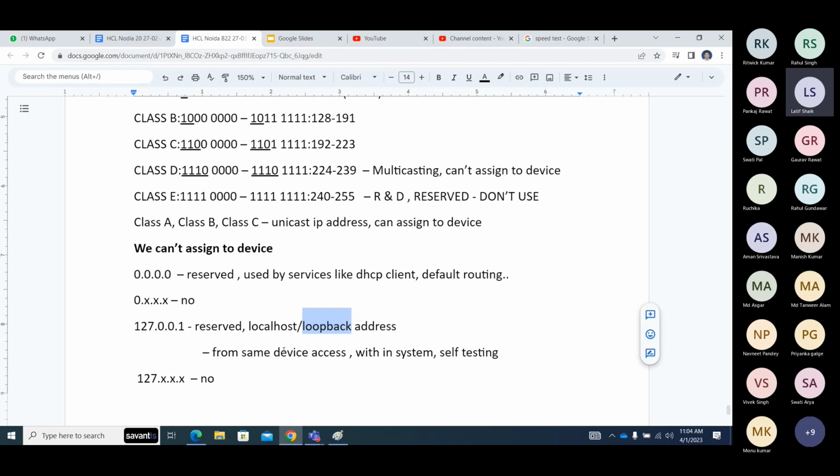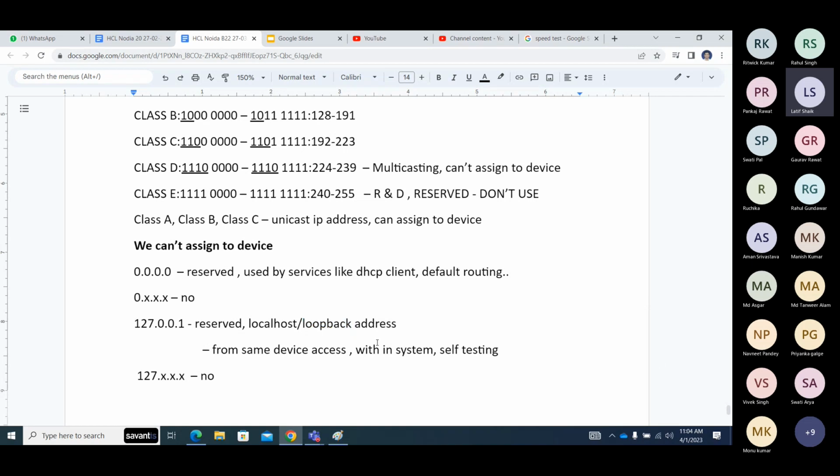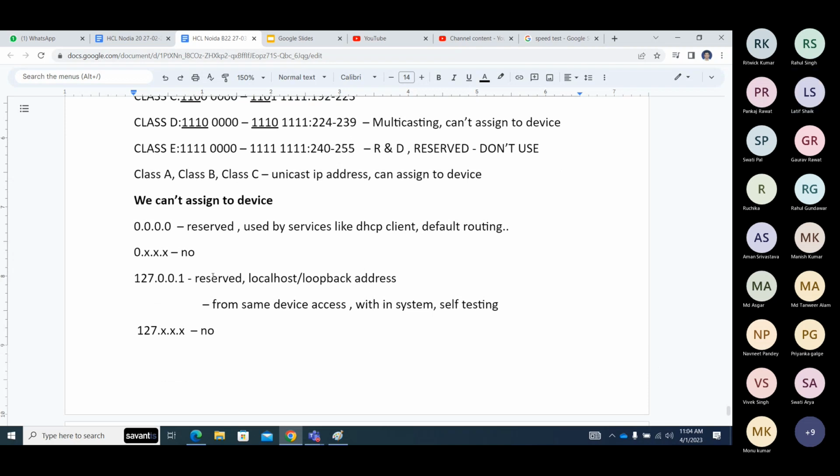Because I talk about installation, I cannot install anything in this laptop right now. If in case I install a Tomcat server in this PC, and I want to access it from this PC, I can use the localhost address. Okay, this is a small addition, guys.